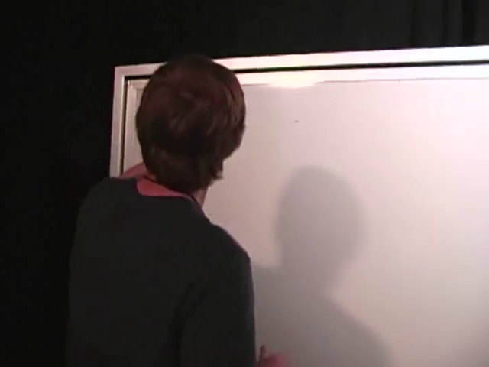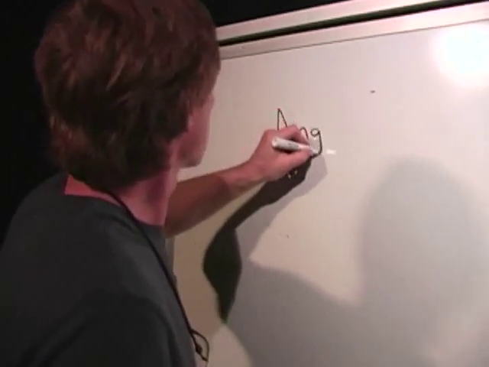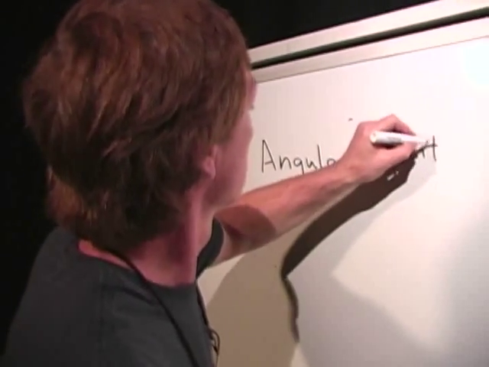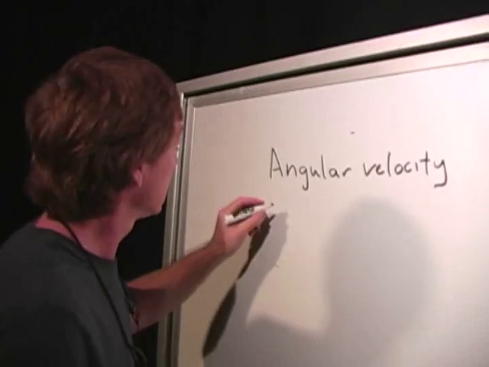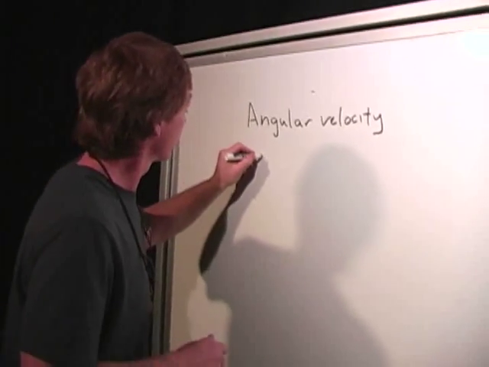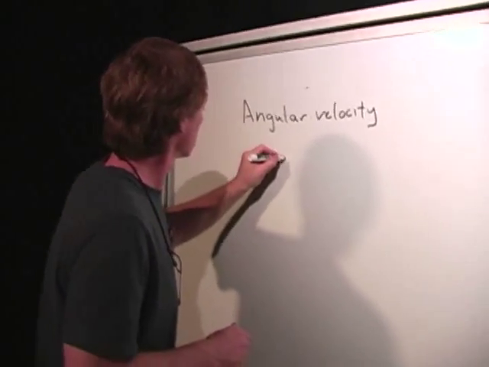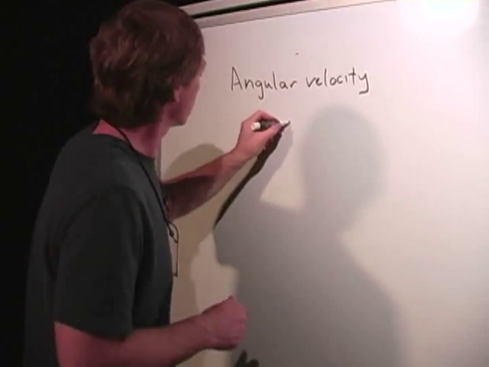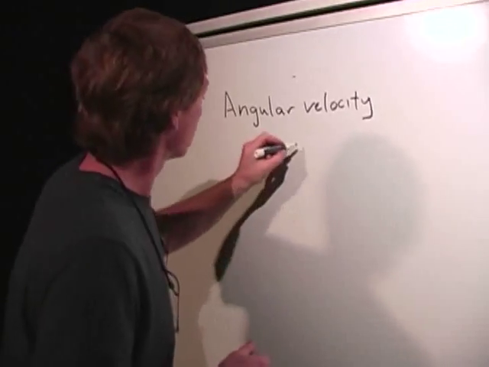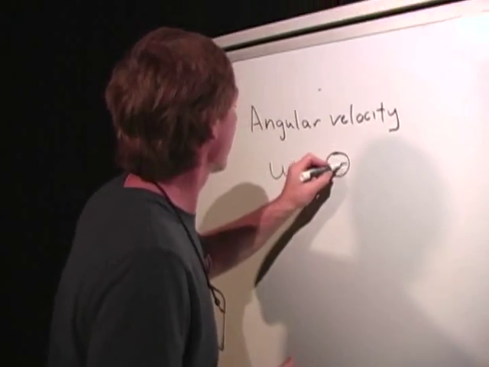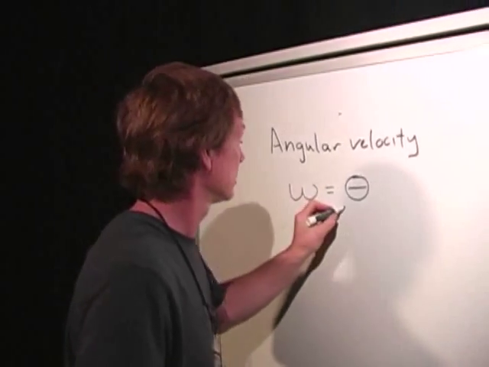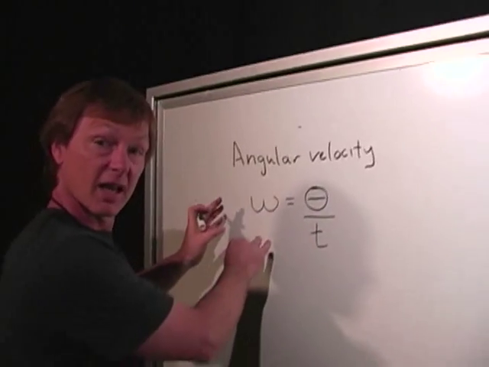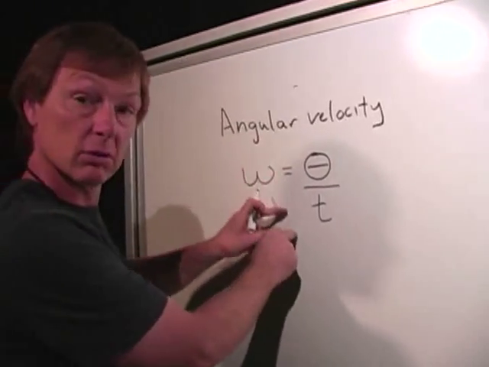Angular velocity. Angular velocity is given by the Greek letter omega, small omega. Omega is equal to the rate at which you move through an angle. The angle is given by theta, divided by the time. So just like velocity is distance over time, angular velocity is angle over time.